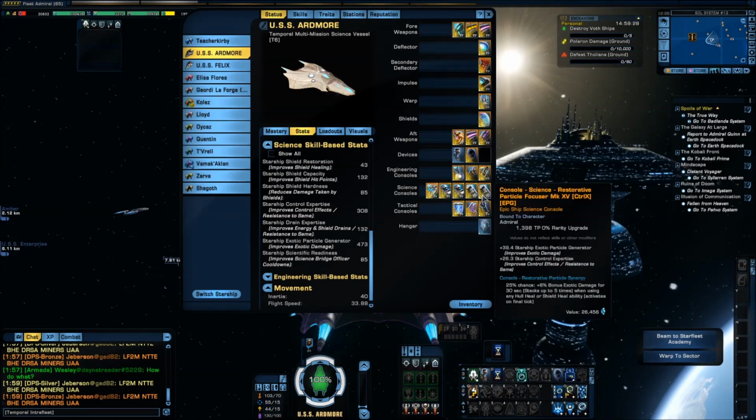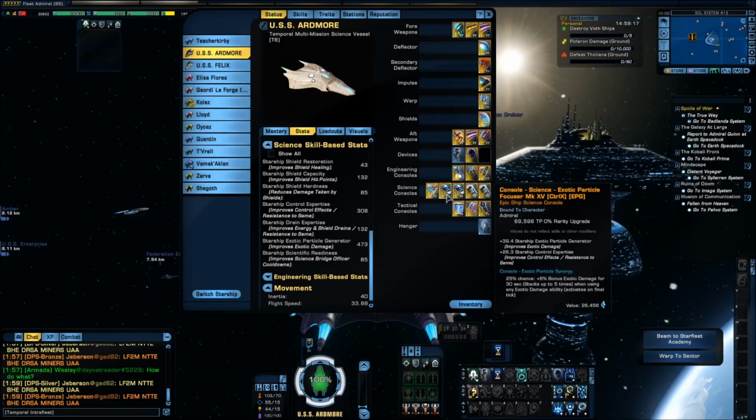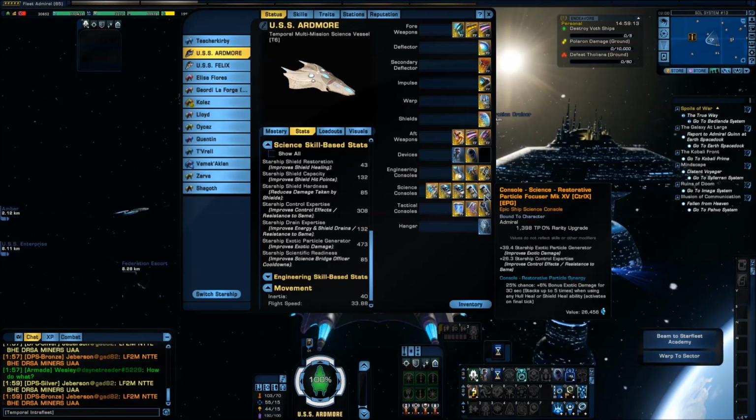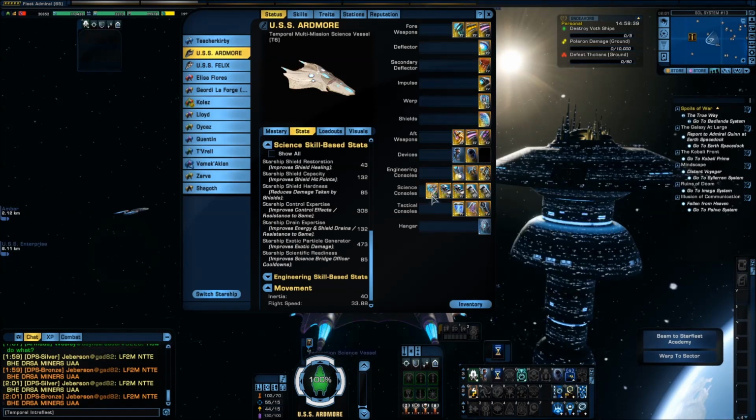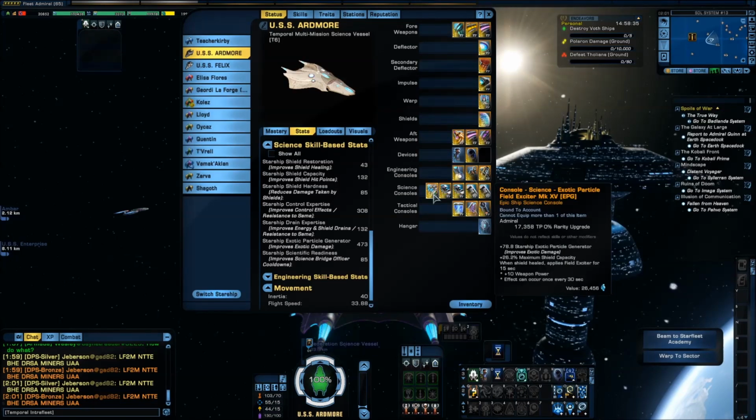Okay, this is where my exotic particle generator numbers and control expertise numbers are coming from. This is how you push them through the roof, you use these consoles. These come from the research lab. And then I have the exotic particle field exciter. This comes from crafting science level 15. You can buy these off of the exchange, but I do have the EPG modifier on it, which gives me a whole bunch of EPG, or exotic particle generators. It also increases my maximum shield capacity and gives me some benefits when I heal my shield.